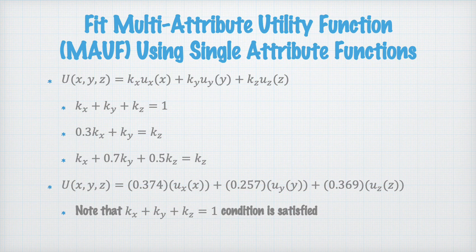We're then able to set these equations consistent with one another at a point of indifference to be able to get our two other equations such that we have a 3x3 matrix that we can do some basic algebra for to determine what our kx, ky, and kz values are. You can see those in the bottom with kx equaling 0.374, ky equaling 0.257, and kz equaling 0.369. This is consistent with our initial boundary condition of all three k values equaling 1.